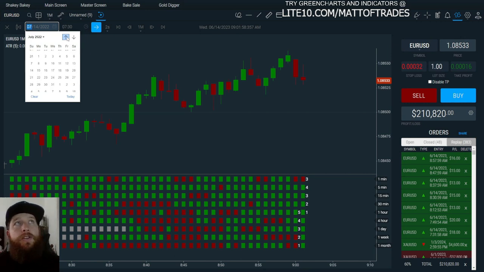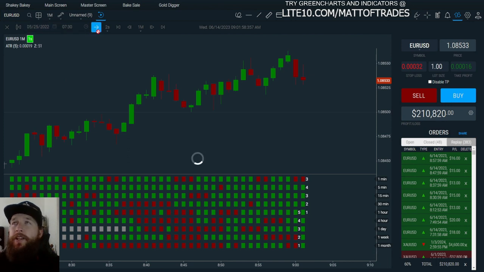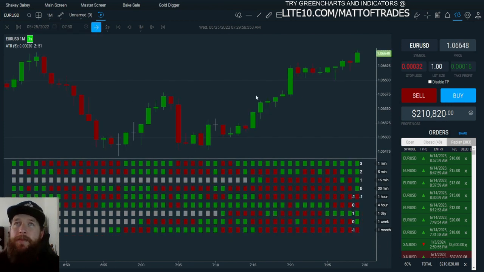Let's go to May of 22. May 25th of 22. Just picking a random day here. All right, so now we have a little bit more volatility here. So it's saying that our more short-term trend is bullish, but we're getting a bit more of a mixed bag here as far as our long-term. So as of right now, our 5 and 30 are saying go for it.